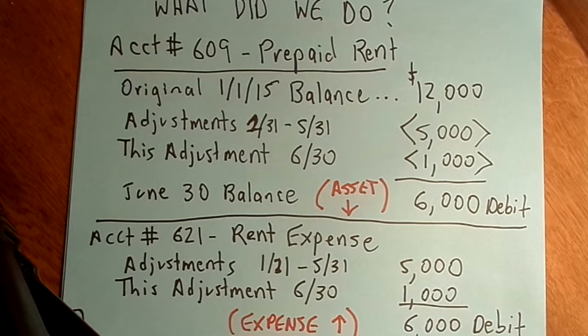So with 109 prepaid rent, the original balance is $12,000. The adjustments which should have already been done in January through May would have been $5,000. This adjustment I've just shown you would be another $1,000, and the June 30th asset balance in prepaid rent would be $6,000. Notice then that credits of $6,000 were applied against the original prepaid rent. Meanwhile, rent expense would have gone up $5,000 for the previous months and then $1,000 more for this month. And so rent expense over the course of the year so far has gone up $6,000.